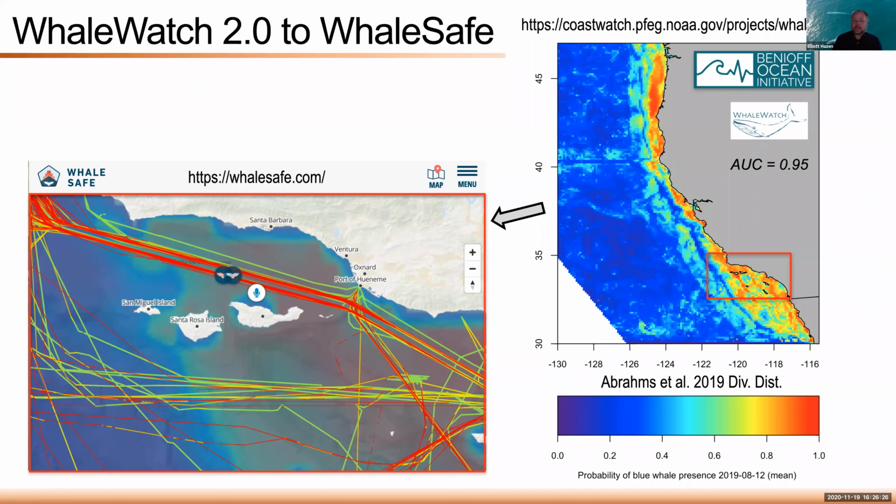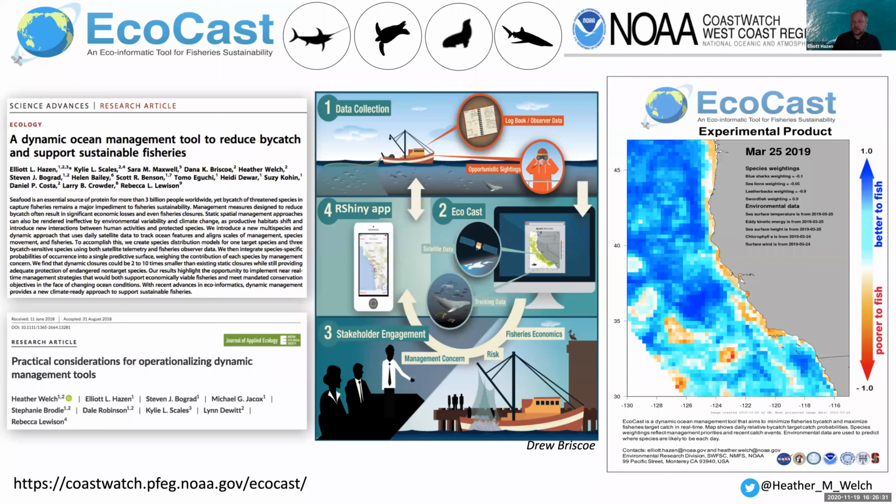Now to one of the more recent applications of dynamic ocean management is this EcoCast tool. This one was hot off the presses about 2 years ago, but it's still evolving. So I think it's still a useful example to talk about. And the goal of EcoCast was to develop a tool using logbook or observer data, opportunistic sightings if possible, telemetry data, and put all these together with fisheries economics, risk, weighted management concern from both fishers and the management agencies, and then have an ability to serve this back to the stakeholders in near real time.